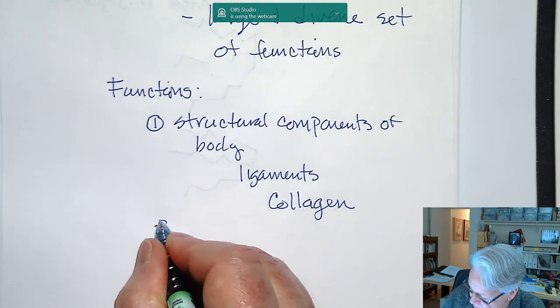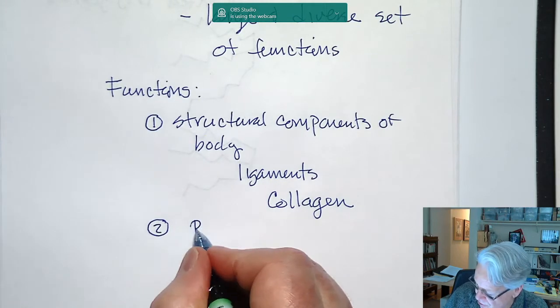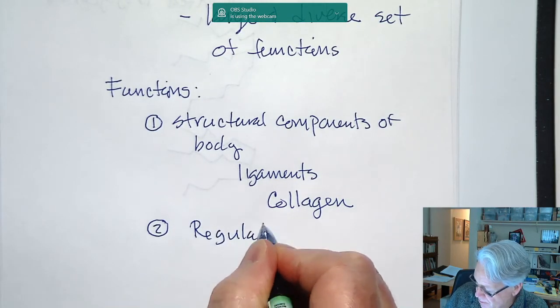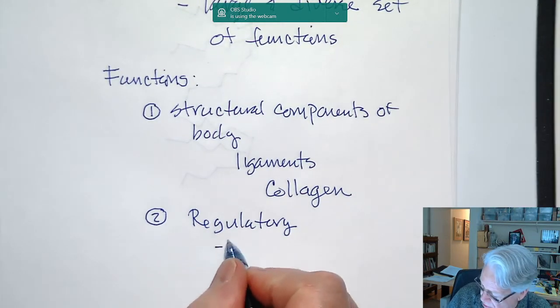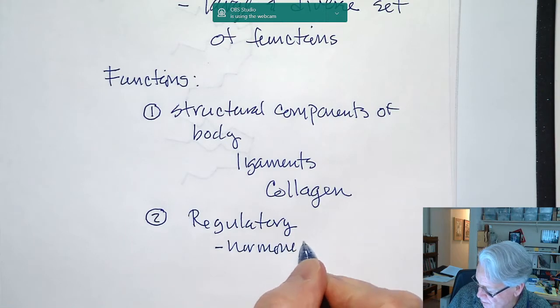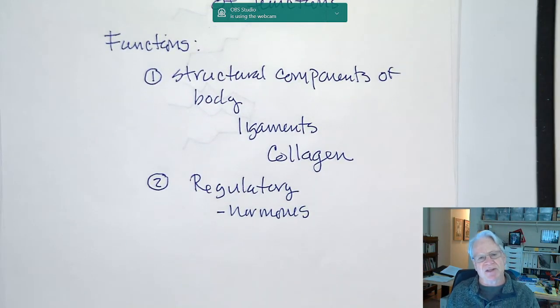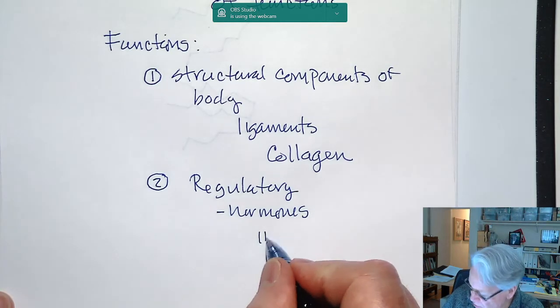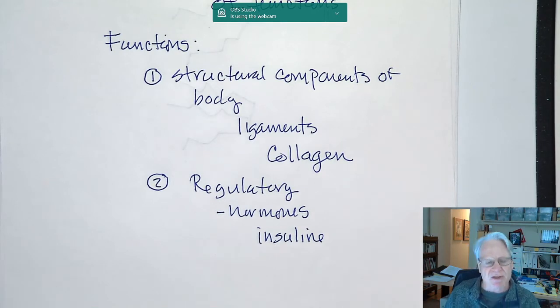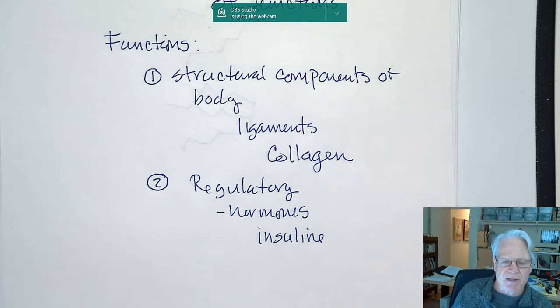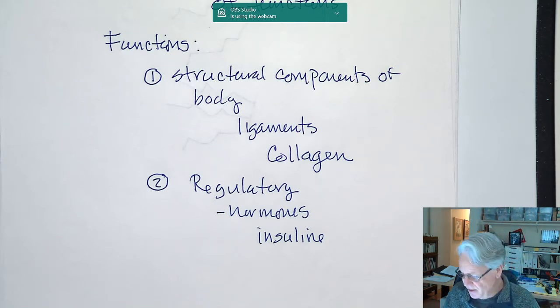A second function is regulatory. This would be things like hormones. These would be signaling molecules that change the physiology and the behavior of cells in our body, and hormones play a part. An example of that would be insulin. We have talked about insulin when we were looking at homeostasis and control of the blood glucose levels. Insulin plays a very important role in that.